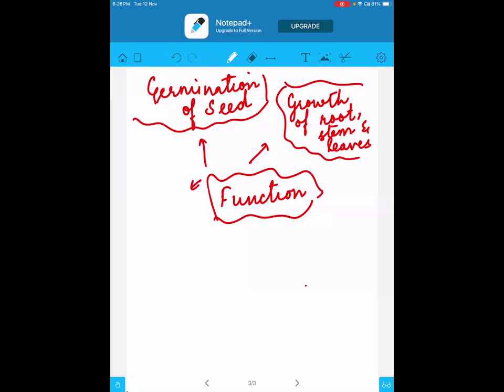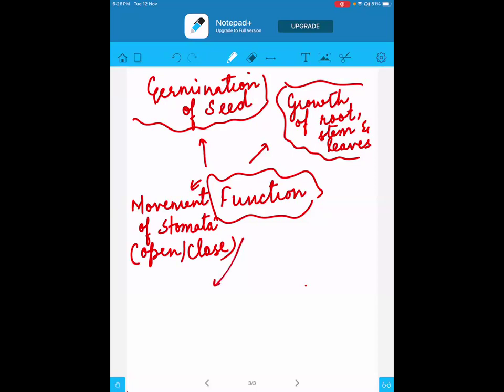Then the third one is the movement of stomata. When we talk about the movement of stomata, there are two kinds of movement the stomata can do: the opening or the closing. So either they can open or they can close. So this is the third function: movement of the stomata. Be it the opening or the closing of stomata, that is also the function of the phytohormone.